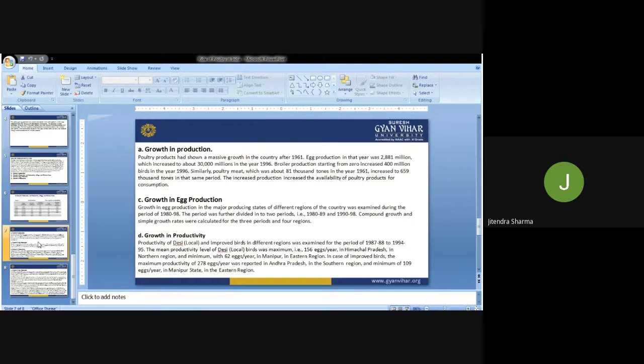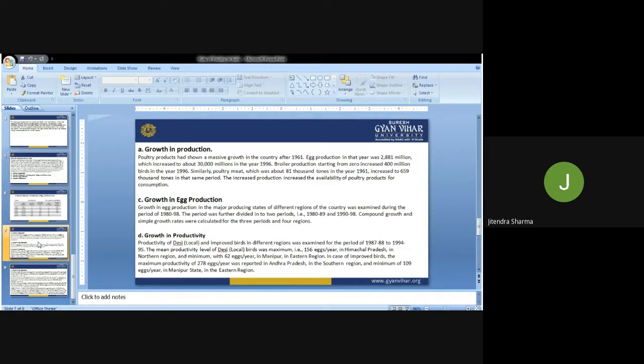Growth in egg production. Growth in egg production in the major producing states and different regions of the country was examined during the period 1980 to 1998. The period was further divided into sub-periods. Then it was seen that Andhra Pradesh is leading in that particular respect. Other than that, Himachal, Punjab and Haryana are also doing very well.